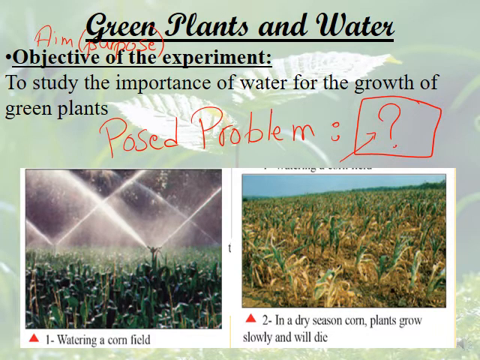Let's move to this figure. Here they are watering a cornfield. And if you see here, the plants are green. They grow normally. They grow tall. And they have normal growth. Whereas in a dry season, without water, the plants grow slowly and eventually will die.